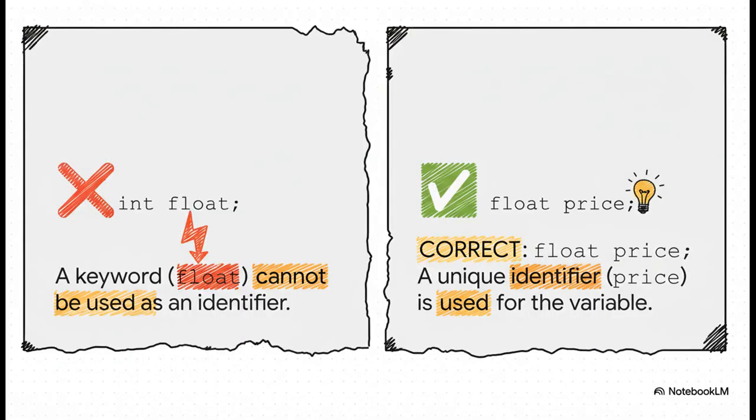And this slide right here is where the rubber meets the road. If you try to write a line of code like int float, your program is going to crash and burn. Why? Because you're trying to use a reserved keyword, float, as a variable name, and that's just illegal. The correct way is to create your own unique identifier, like price, and then tell the compiler that its type is float. See the difference?